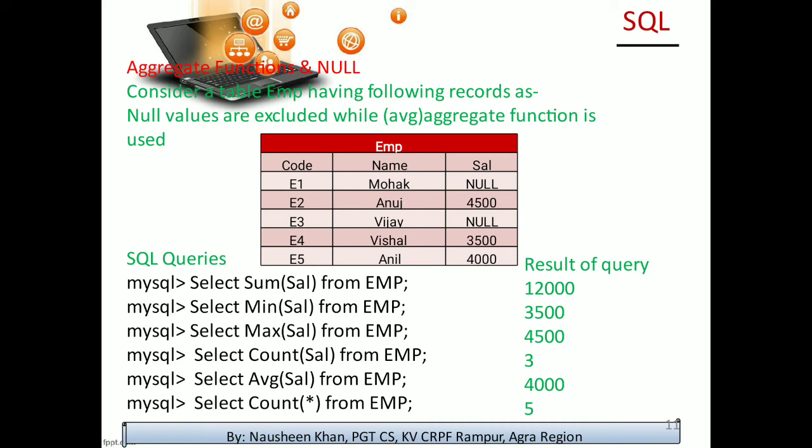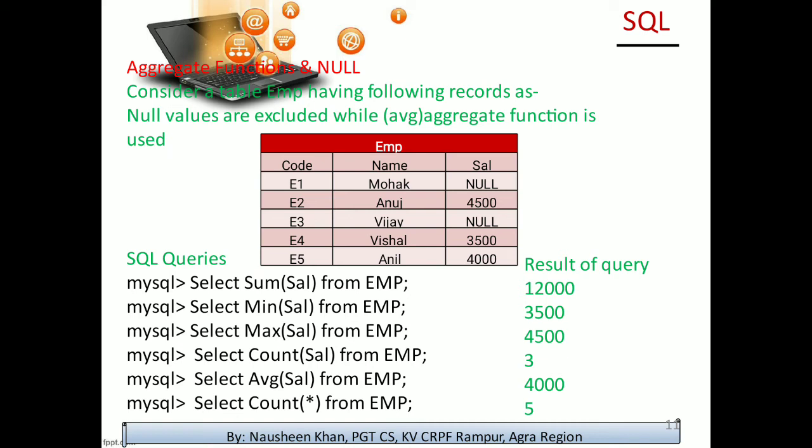Select count(sal) from EMP. Again, it will exclude the null values. It will count only those rows which have some value. So, the result will be 3, not 5, because we have values only in 3 rows in this column. Select AVG(sal) from EMP. Again, it will exclude null values. It will calculate the average of 4500, 3500 and 4000 and give a single result. The result will be 4000.